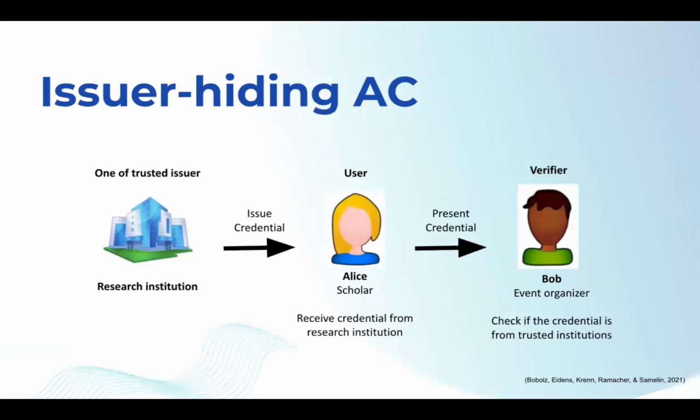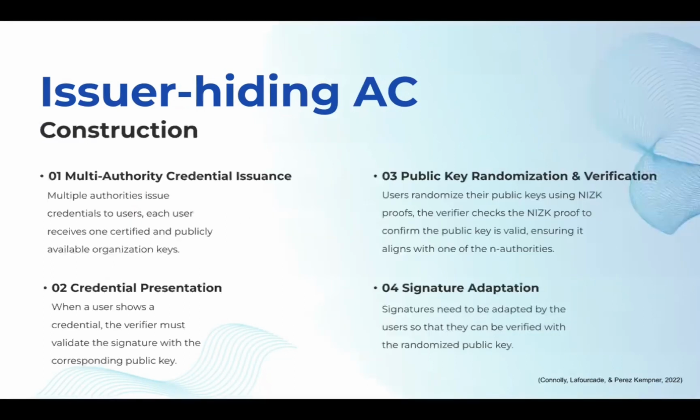Issuer-hiding credential is a recent development from DAC, which replaces the issuer's public key with a validity proof under multiple public keys. This conceals the identity of the credential issuer. In an inclusive seminar, Alice received an access credential from her research institution. Bob is the event organizer. He accepts members from multiple trustee institutions. Alice can demonstrate possession of a credential from one of the trustee institutions without specifying which one.